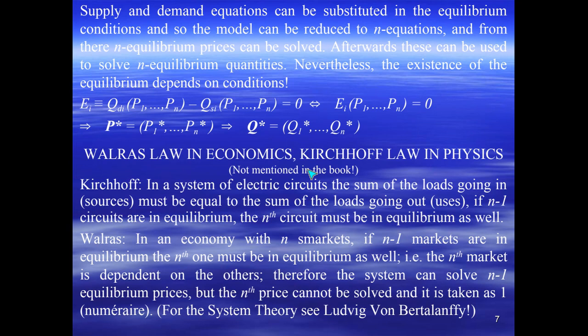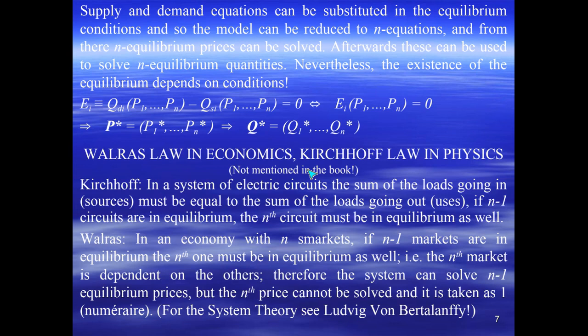And this last price: if we can't solve n prices, but n-1, then this last price is taken as 1. We assume that it is 1. We put a value of 1 to this last price we cannot solve in the system. It is called a numéraire in French. Numéraire is a French word. It comes from French to English as well, numéraire, which means like unity. It is 1. It is assigned a value of 1. So all the other prices are measured according to this one, or in ratio to this one.